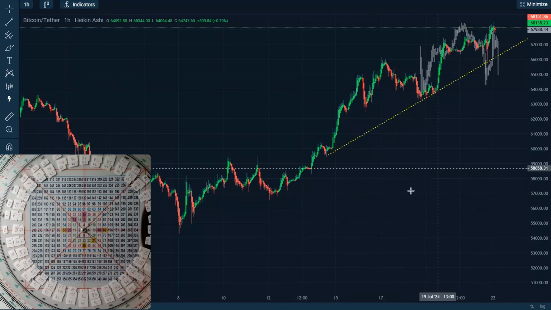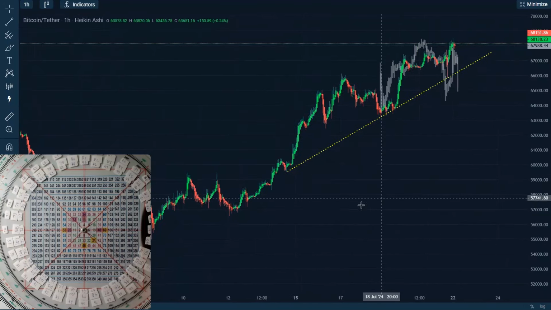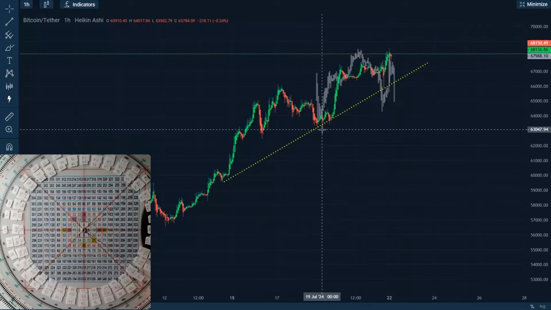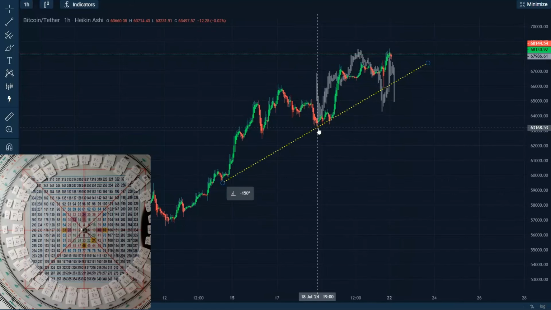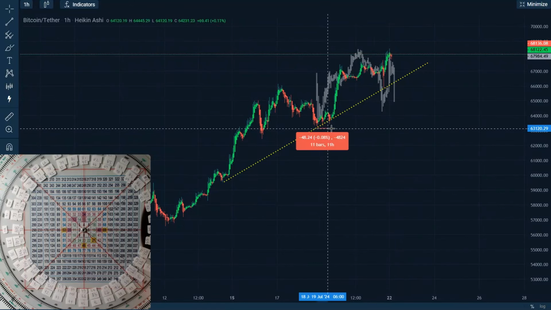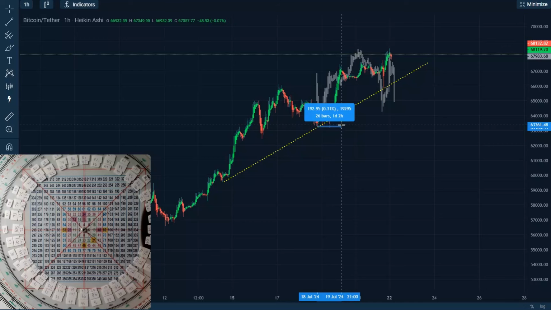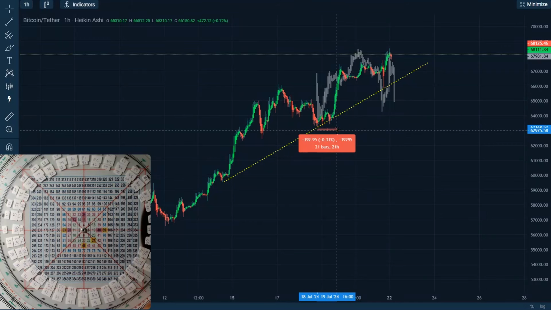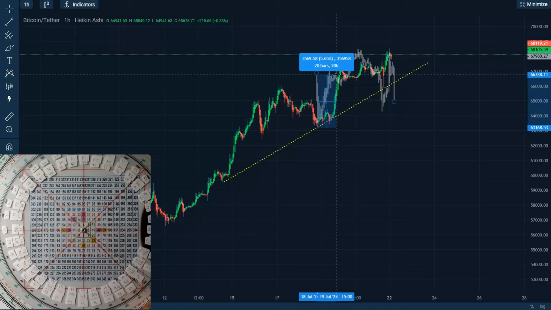So let's just go ahead and use the counting tool. We're saying that around, what did we say, 20 days we'd have a top. Okay, well, it's right in here.